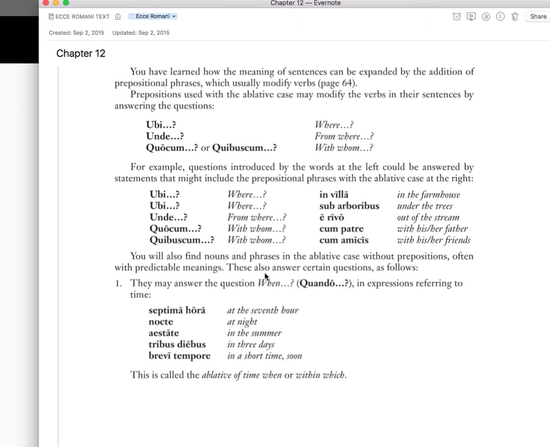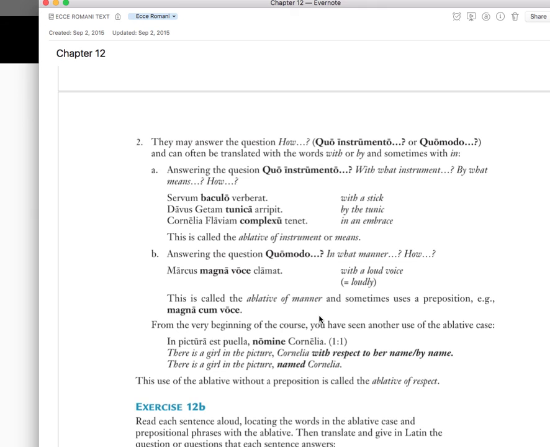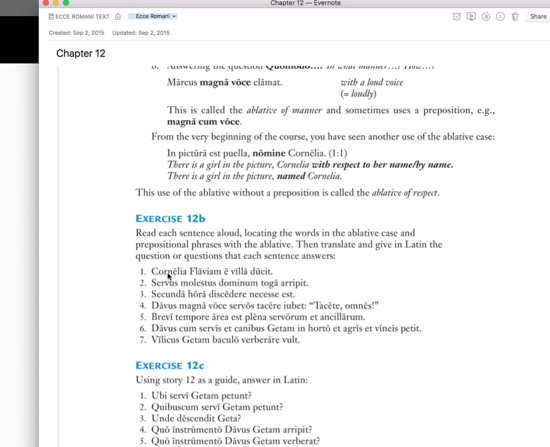But then also, when, ablative of time, at the seventh hour. Note again the long A's here. Nocte, at night. That's third declension, as is this, in the summer. Tribus diebus, also third declension both. That's plural though, in 3 days. In a short time. Maybe you're wondering about that brevi. You haven't learned third declension adjectives, but that is also ablative there, as is this form of time. In a short time, in 3 days. So use this section of the text when you're trying to formulate questions for these answers.